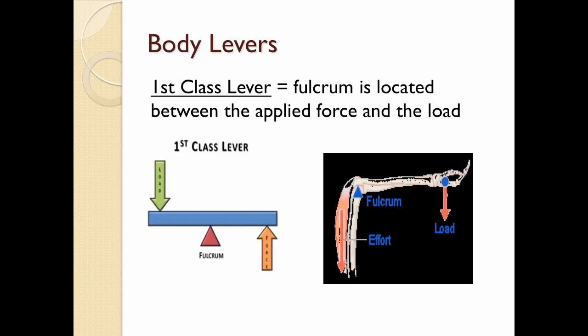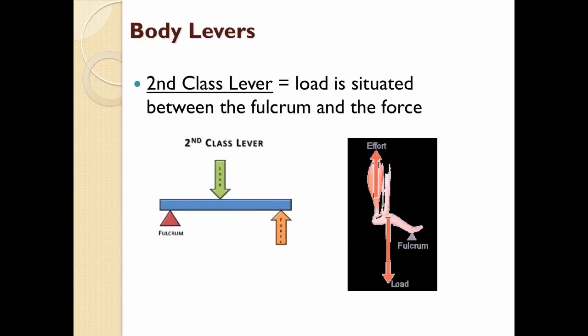The fulcrum is between the load and the effort, or the load and the force. Second class lever is a load situated between the fulcrum and the force. So we see this with the gastrocnemius and the ankle joint. Our fulcrum is at our toes. The load is going anterior to our ankle joint, and our effort is coming from the gastrocnemius going in the opposite direction. So the force and load are going the opposite direction, both distal to the fulcrum.